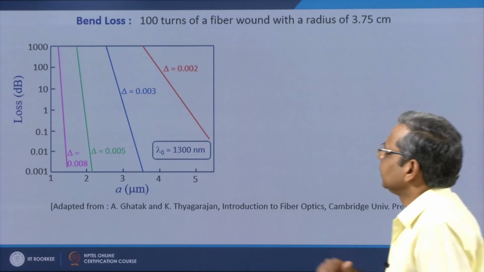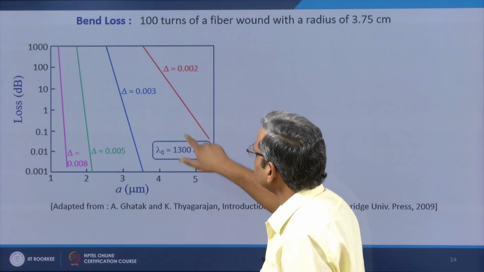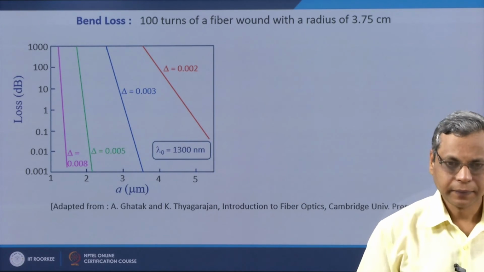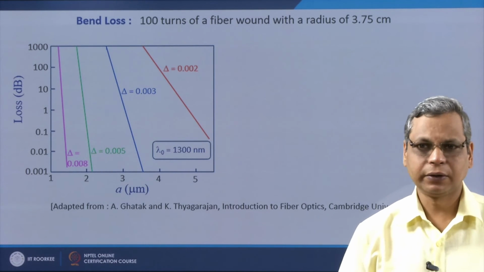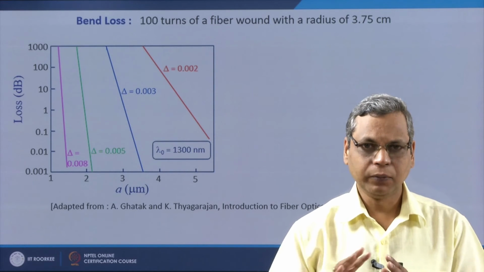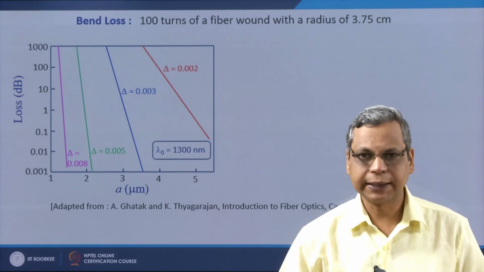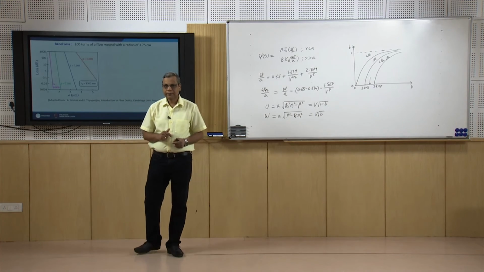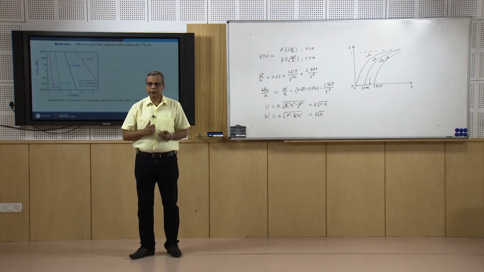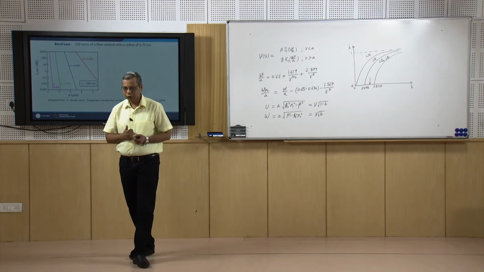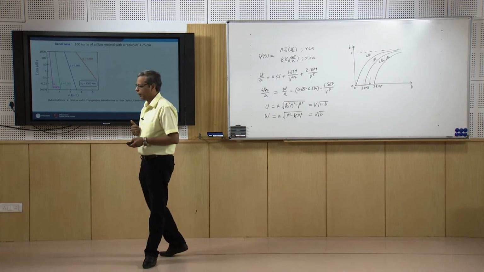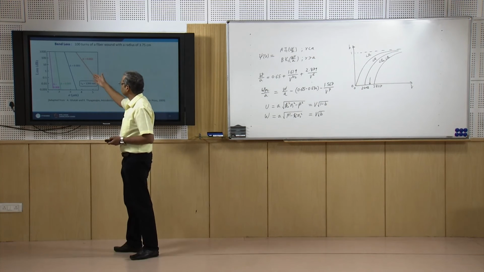Now, if I take one particular value of delta and then change the core radius, what happens is that if I increase the core radius, then bend loss decreases. It is understandable that when I increase the core radius, the power is confined more and more in the core and less power extends in the cladding. That is, my mode is going away from the cutoff. If the mode is moving away from the cutoff, then it is less sensitive to bends. So, the bend loss decreases.